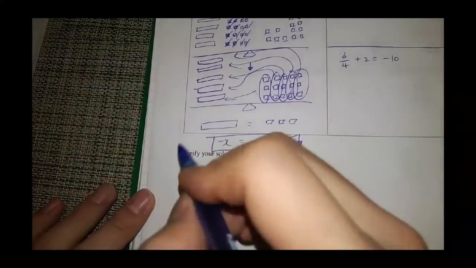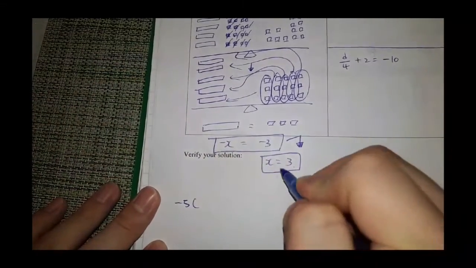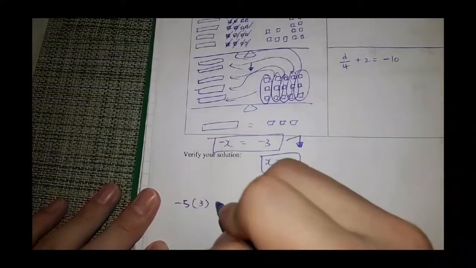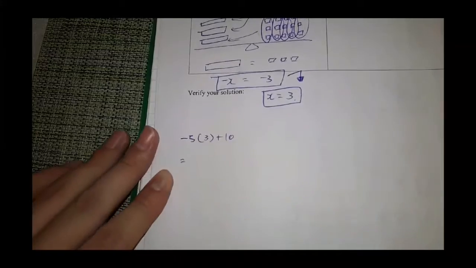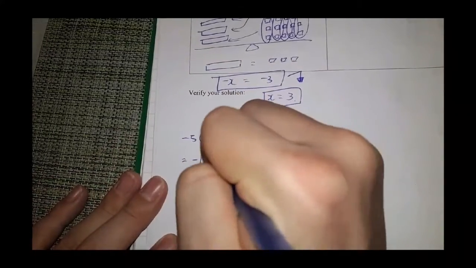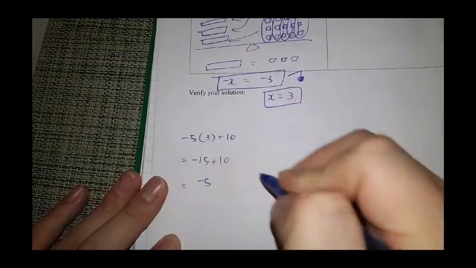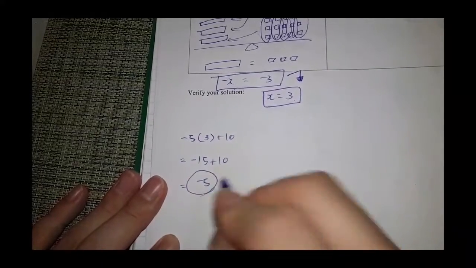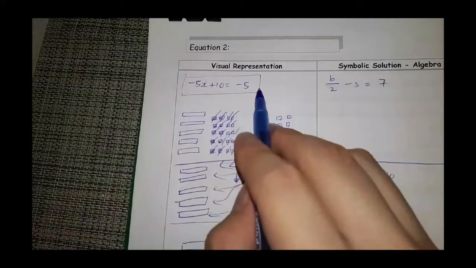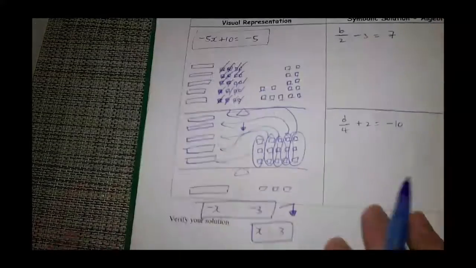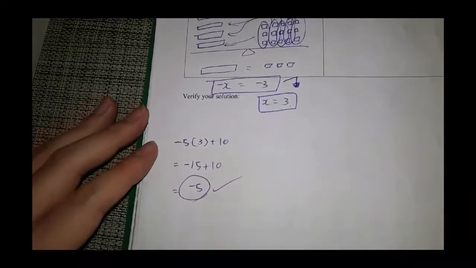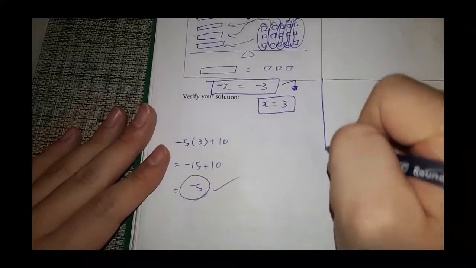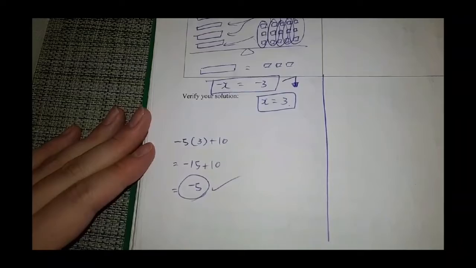Verifying the solution. Well, why don't we substitute x is equal to 3 into negative 5x plus 10. So when we substitute into our expression on the left side, negative 5 times 3 is negative 15, plus 10 gives you negative 5. Do we have negative 5 on the right side? Yes, we do. Then we conclude that this equation's solution is x is equal to 3.